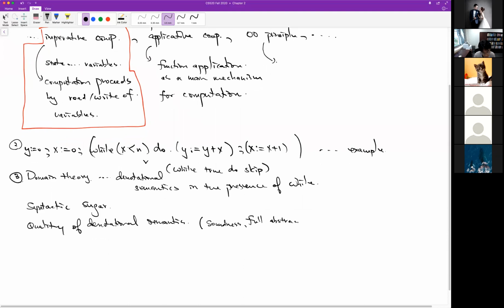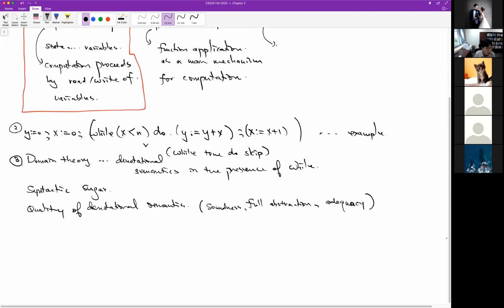Something that we will not consider here, and I think it doesn't appear in this textbook, but appears in other books, is something called adequacy. This is another important property of the denotational semantics of a programming language. Okay, so this is an overview.